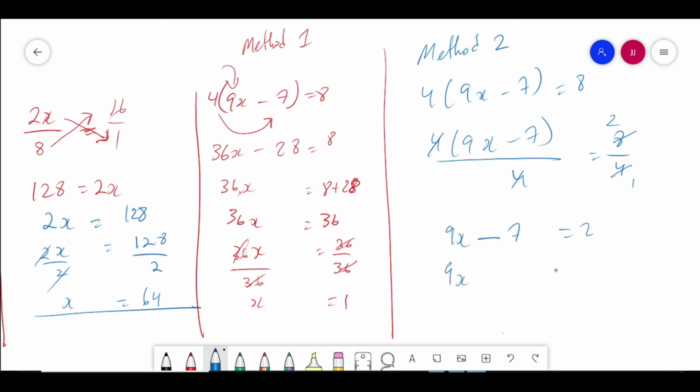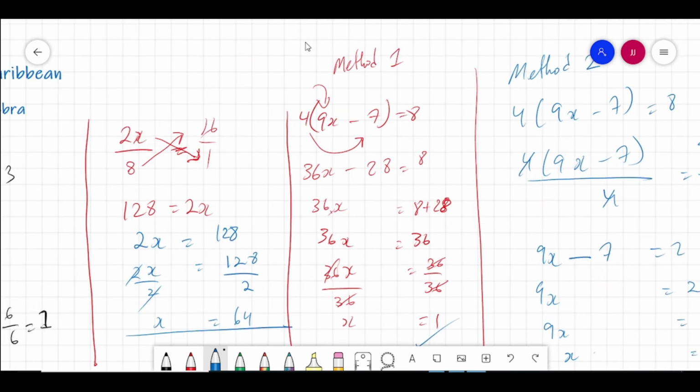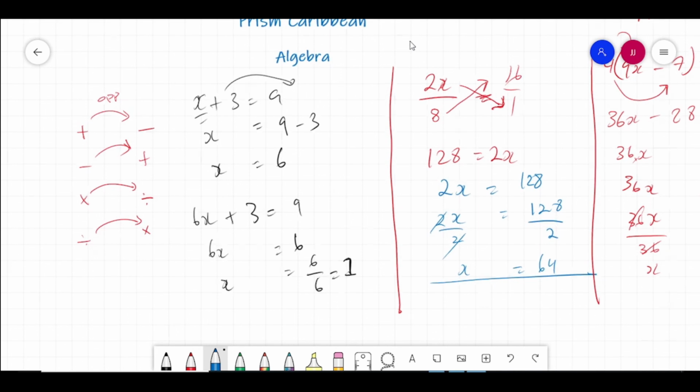And just going across with the same principle, transposition, we'll have 9x is equal to 2 plus 7, which is equal to 9. And of course, moving on with the same order, we will have x is equal to 1, just like how we have it on both sides. And that's pretty much it with this concept.